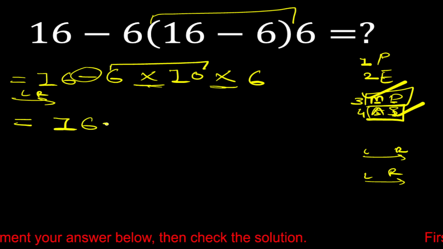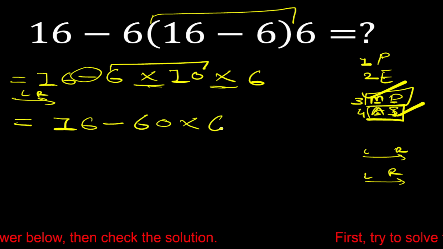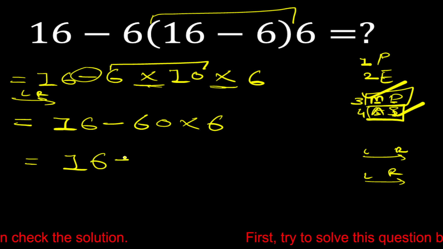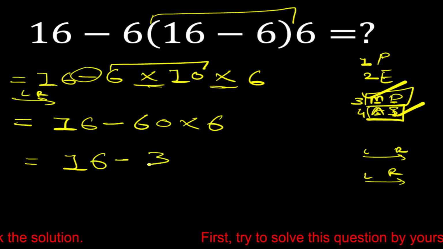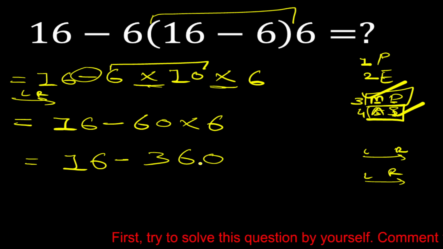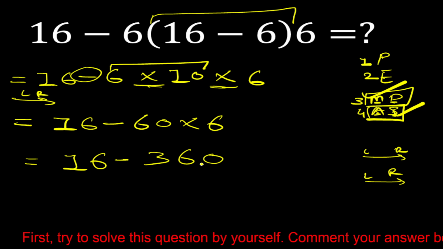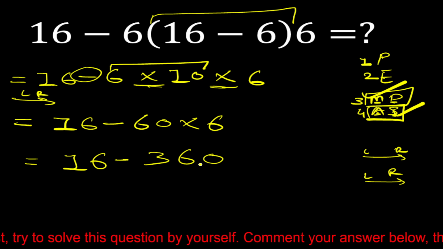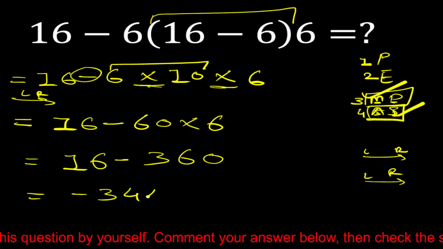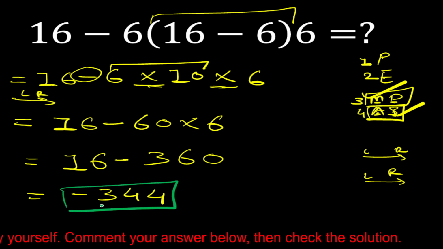Is equal to 16 minus 6 multiply 10 is equal to 60 multiply 6. So is equal to 16 minus 60 multiply 6 is equal to 360. Okay, so now 16 minus 360 is equal to minus 344. Okay, so the correct answer is minus 344.